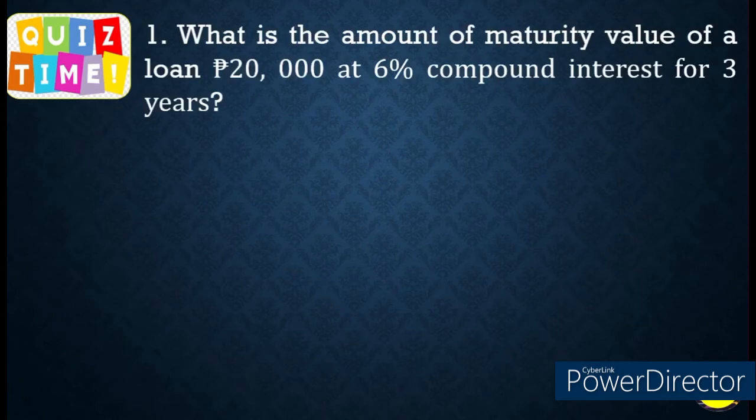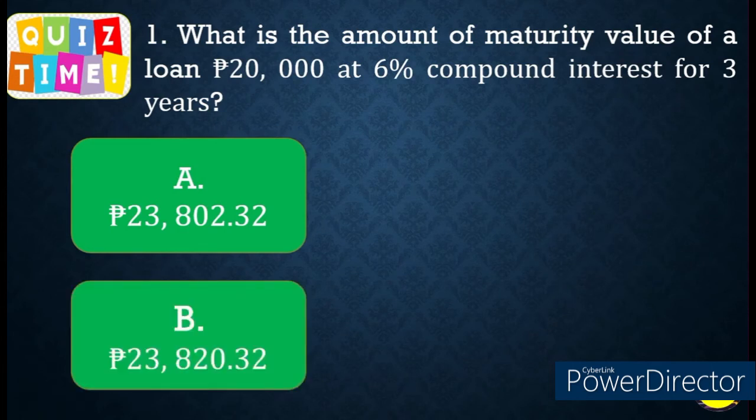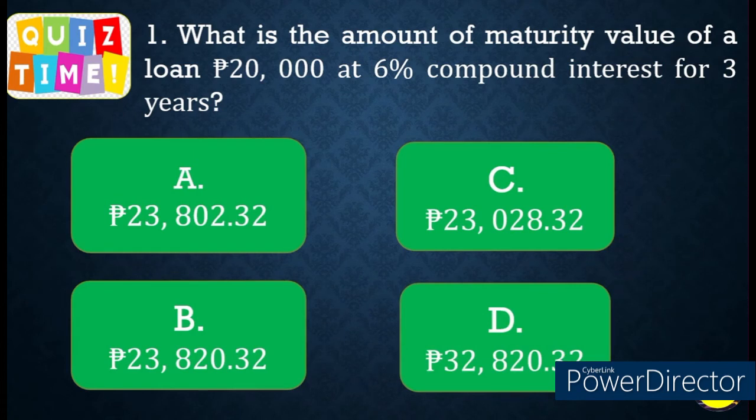Okay, for question number 1. What is the amount of maturity value of a loan 20,000 at 6% compound interest for 3 years? Letter A, 23,802.32. Letter B, 23,820.32. Letter C, 23,028.32. And letter D, 32,820.32. Okay, so the answer is letter B, 23,820.32. Next.